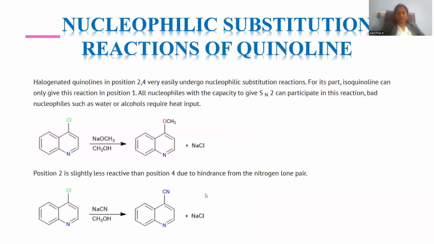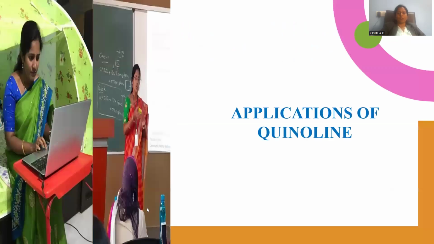Nucleophilic substitutions are also performed by the quinoline molecule. When 4-chloroquinoline is taken and sodium methoxide, a strong base, is applied in methanol solvent, it gives rise to methoxy at position number 4, 4-methoxyquinoline, as the final product. The same 4-chloroquinoline treated with sodium cyanide gives 4-cyanoquinoline as the final product. This is the way nucleophilic substitution is also possible upon the quinoline molecule.